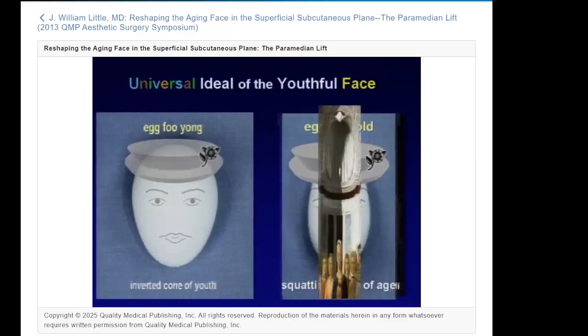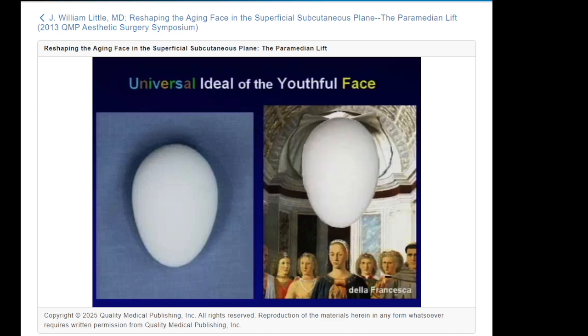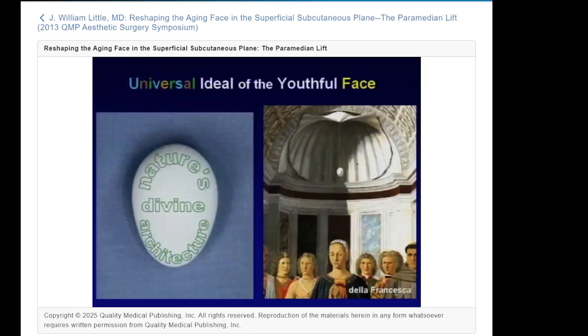And it's not the only time the egg has been used in facial analogies, because in many of the masters from the Renaissance, in this case Piero della Francesca, show the egg over the Virgin's head, and that's in the Cathedral of Brera. And you can see this is the way for the artist to recognize Mary's divine natural architecture. And so that's used a lot in the Renaissance.